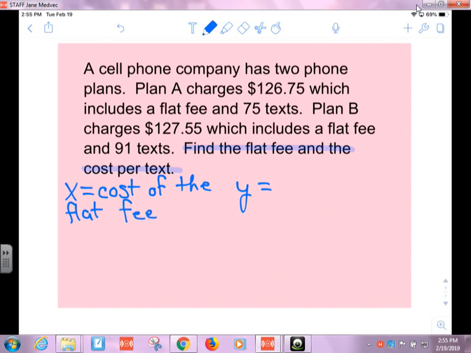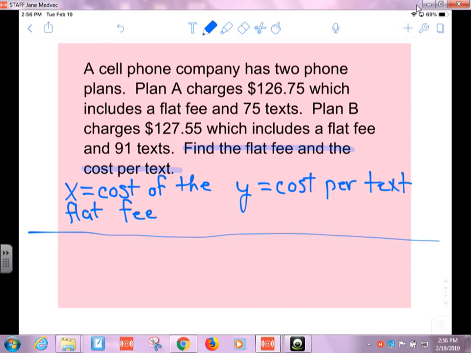And that's just the fee to be able to have this type of plan. End of story. It could be like $25 or $100 or whatever, just to be part of the calling plan. And then y is the cost per text. These are some things that in real life you really have to take a look at: which plan is the best for you based on how many texts or how many calls you make. Okay, so that is how I define my variables.